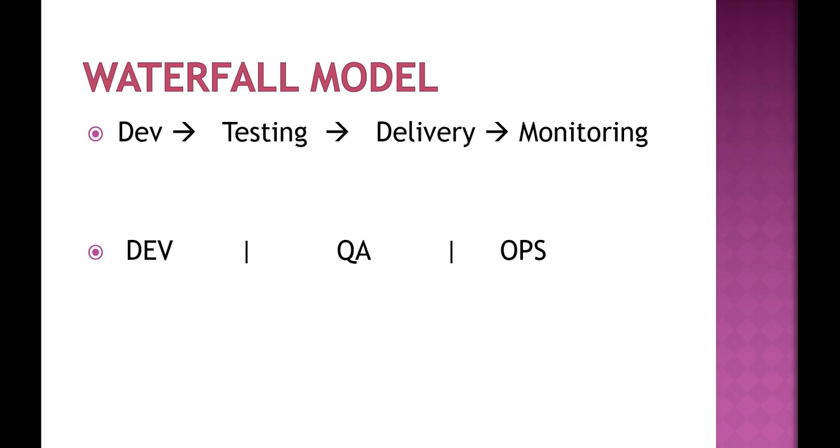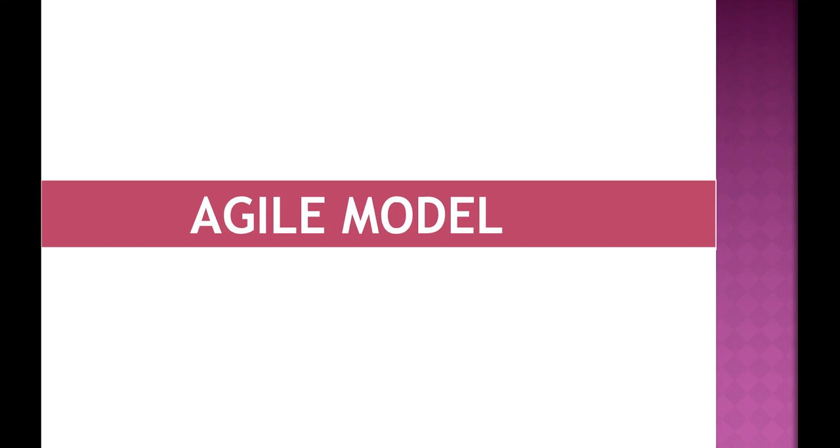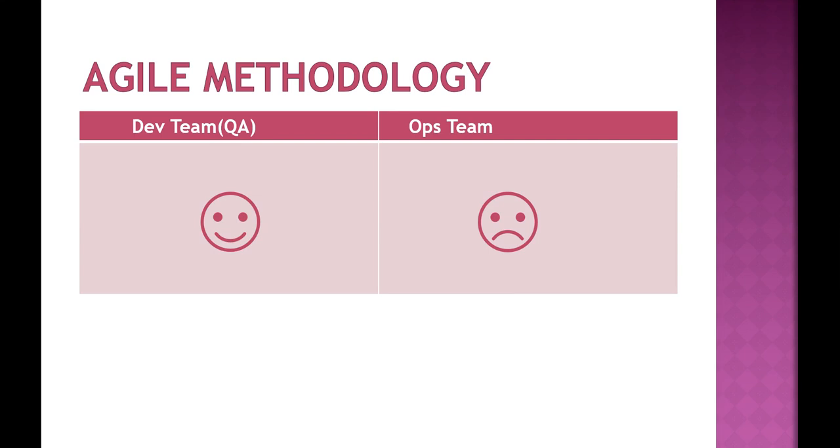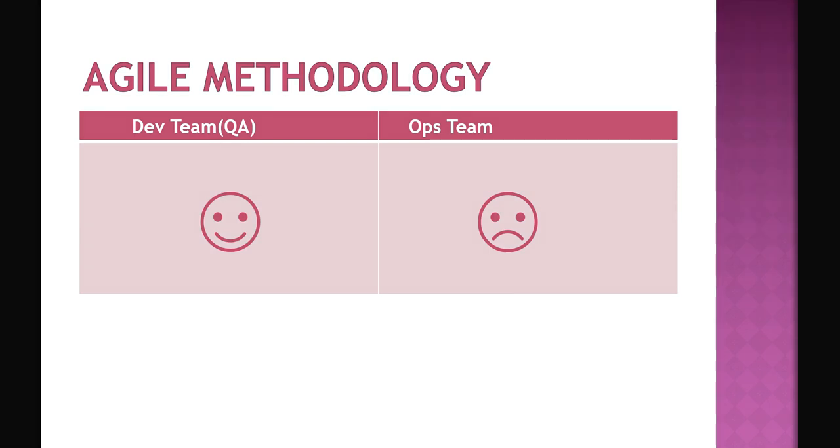To overcome the challenges faced in the waterfall model, we have got agile methodology. Agile overcomes the drawbacks of the waterfall model to some extent. All the challenges faced by the dev team were overcome in Agile, but challenges for the ops team are still there. How can it overcome the challenges of the development team? It uses a concept called continuous development, continuous testing, and continuous integration. What is this continuous development, testing, and integration?